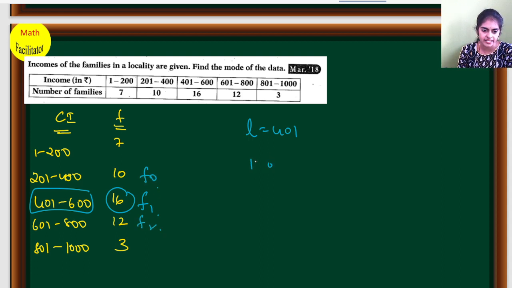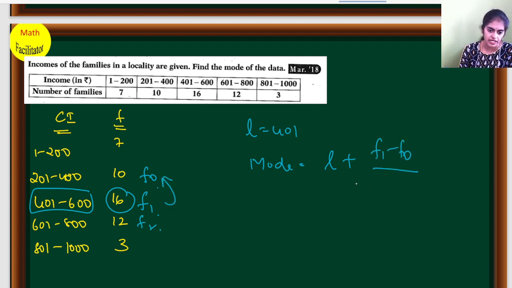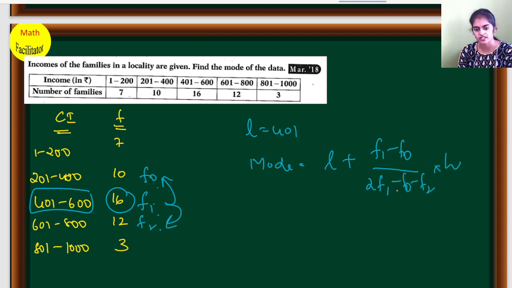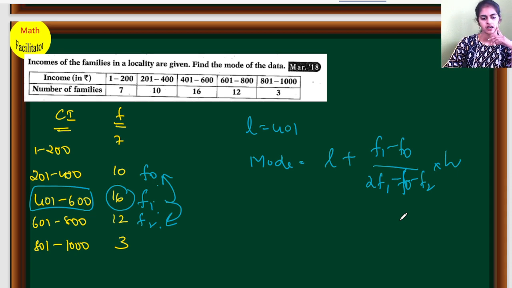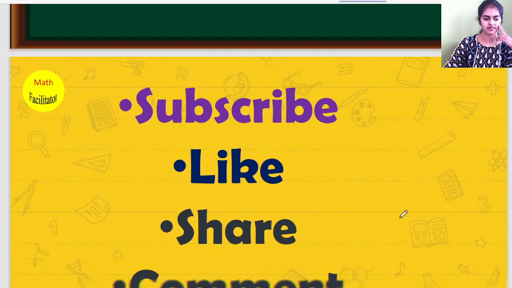ఇప్పుడు మోడ్ ఫార్ములా ఏంటి అంటే L ప్లస్, L ప్లస్ F1 మైనస్ F0 డివైడెడ్ బై, ఇప్పుడు ఏం చేస్తారంటే 2 times F1 లోంచి, ఈ మోడల్ క్లాస్ ఫ్రీక్వెన్సీ లోంచి F0 అండ్ F2 ఈ రెండు సబ్ట్రాక్ట్ చేస్తారు, మల్టిప్లైడ్ బై H. సో ఫార్ములా ఇట్లా గుర్తుపెట్టుకోండి. న్యూమరేటర్ లో F1 మైనస్ F0, డినామినేటర్ లో రెండు సబ్ట్రాక్ట్ చేస్తున్నాం కాబట్టి 2F1 మైనస్ F0 మైనస్ F2. అన్ని సబ్స్టిట్యూట్ చేయండి, మోడ్ వచ్చేస్తుంది, రైట్?